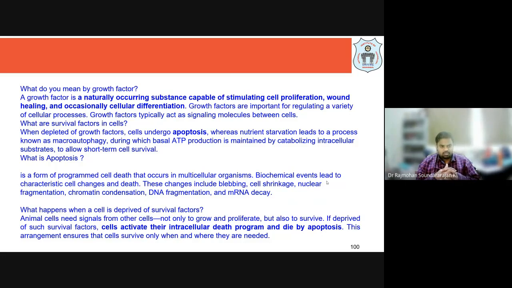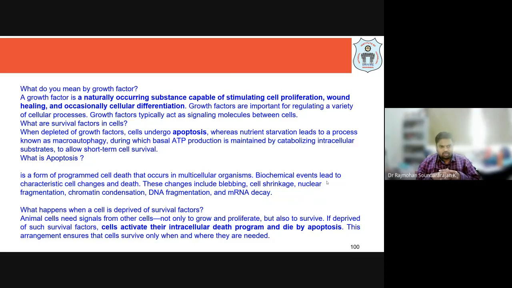Whenever the cells are depleted of growth factors, the cells will undergo apoptosis, whereas nutrient starvation leads to a process known as macroautophagy. These are medical terms, so we can simply use the term apoptosis. What is happening is they are giving necessary protection for the cell for short-term survival. So what is apoptosis?